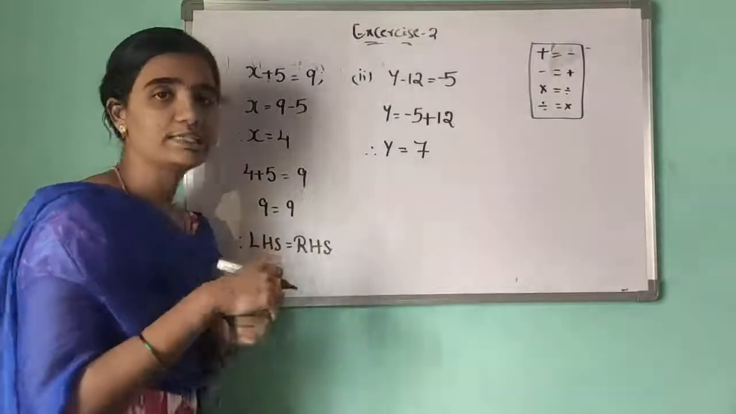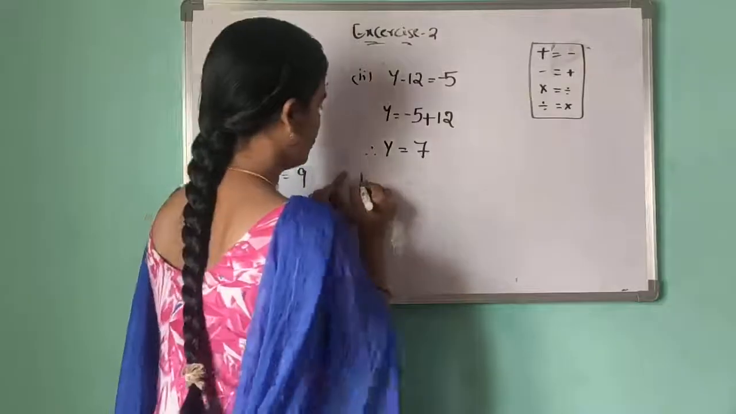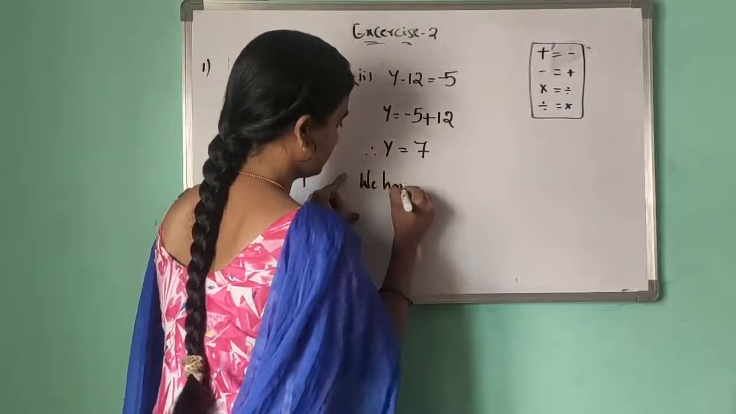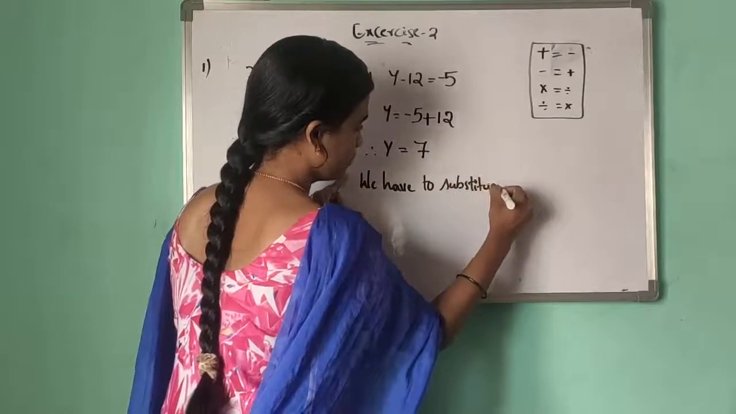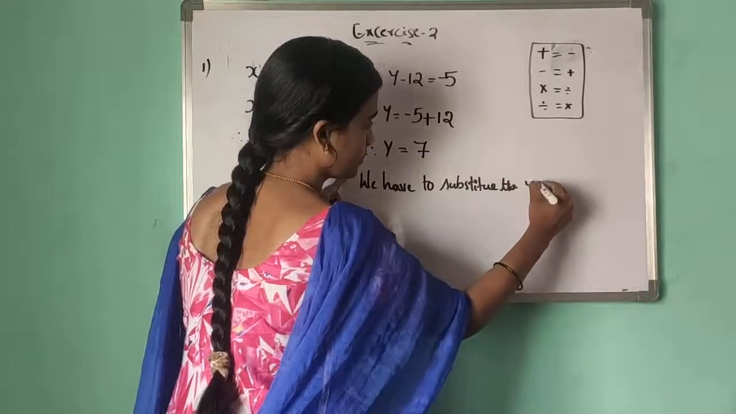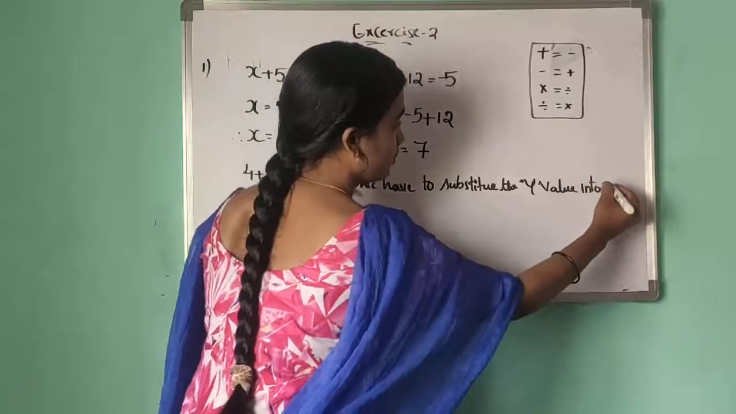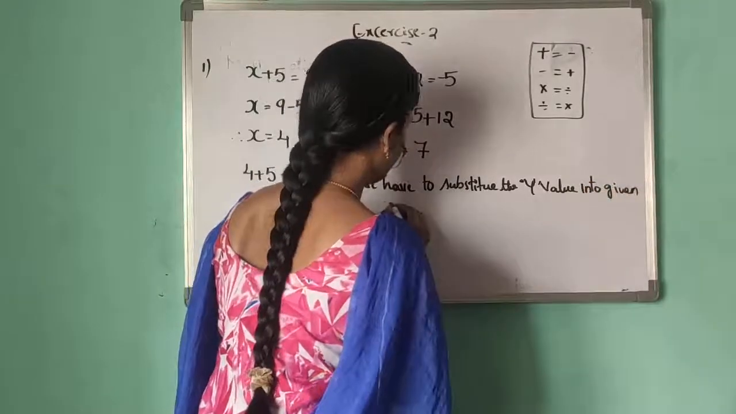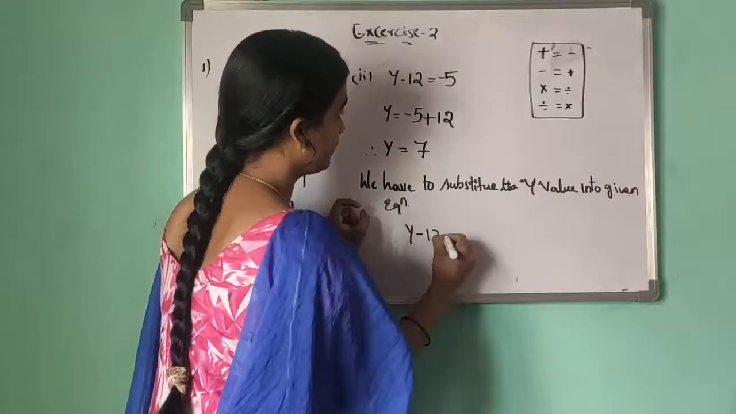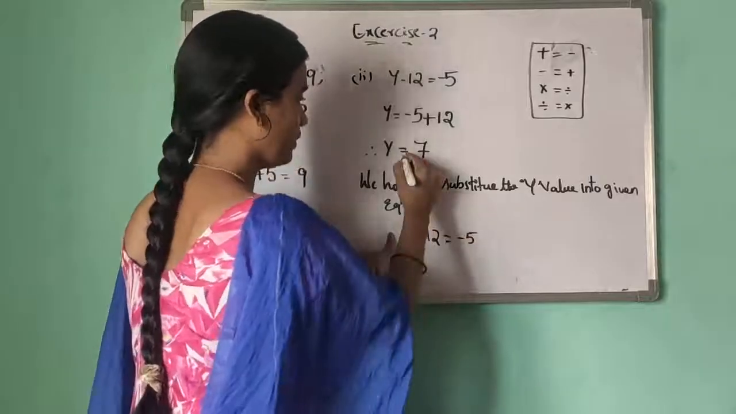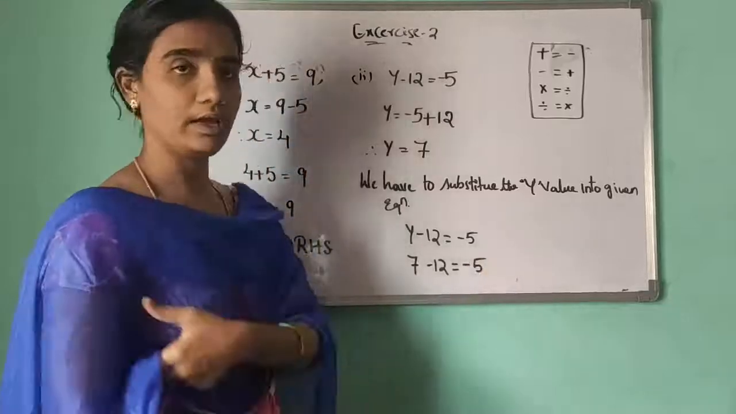How can we check if the y value is right or not? We have to substitute the given value. We have to substitute the y value into the given equation, right? What is the given equation? y minus 12 equal to minus 5, right? So the y value is 7, 7 minus 12 equal to minus 5, right?